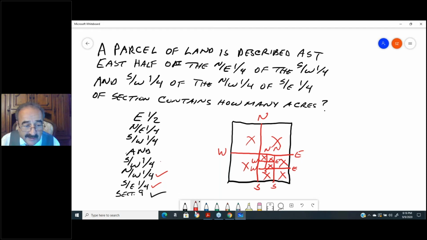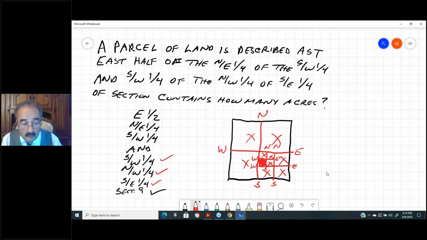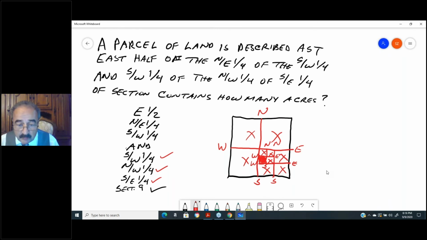Now I get to the word "and," so I stop. I'm going to keep what I found. So I'm going to fill this in. This is what I want right here. This area here. And then I'm going to erase everything else and start all over with section 9. I'm just keeping what I found.